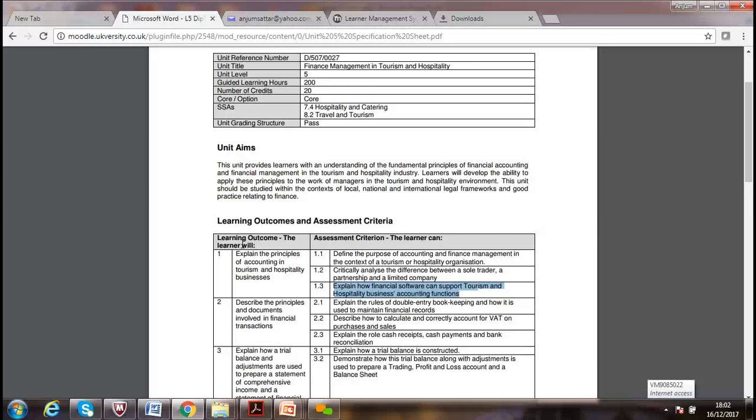So we'll cover, changing now, we'll focus according to the learning outcomes. That will be easier for you and for us as well. So we are covering LO1 now.